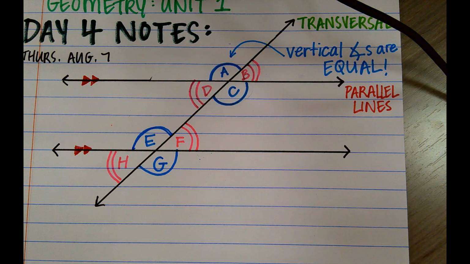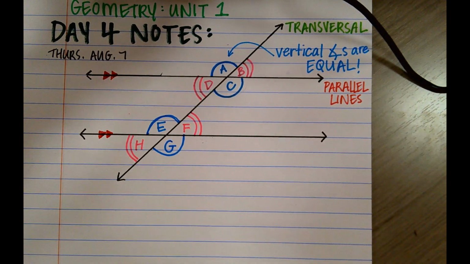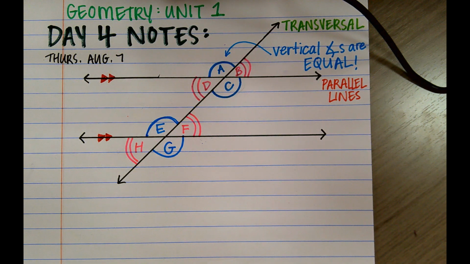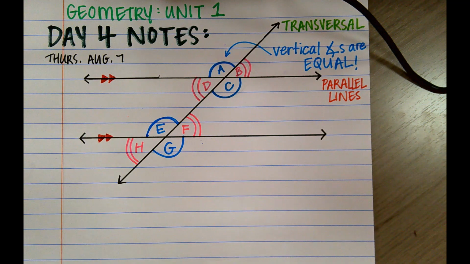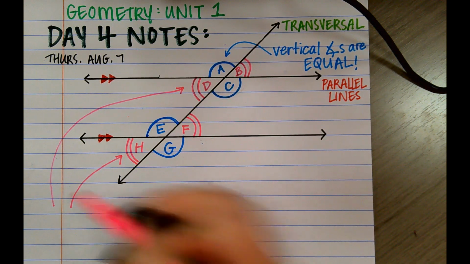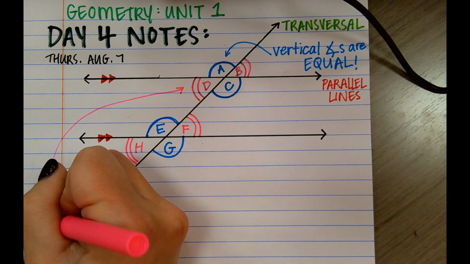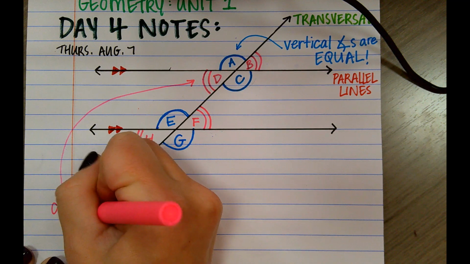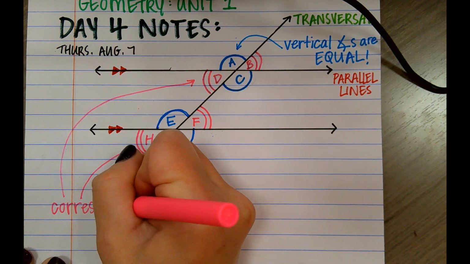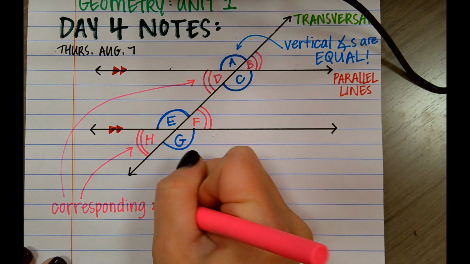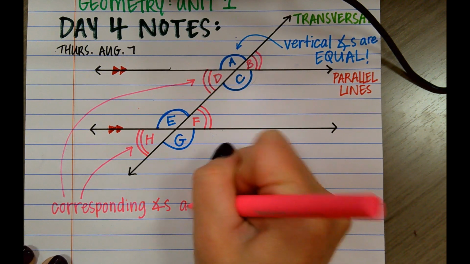So let's write out the names of those relationships we just talked about. These are vertical angles if they're across from each other. The other relationship we talked about was the ones like D and H. These are called corresponding angles. Corresponding angles are also equal.